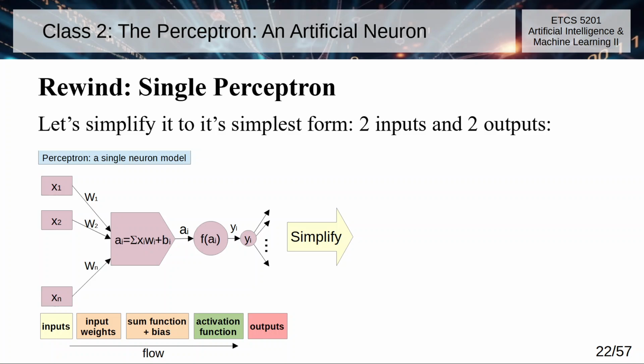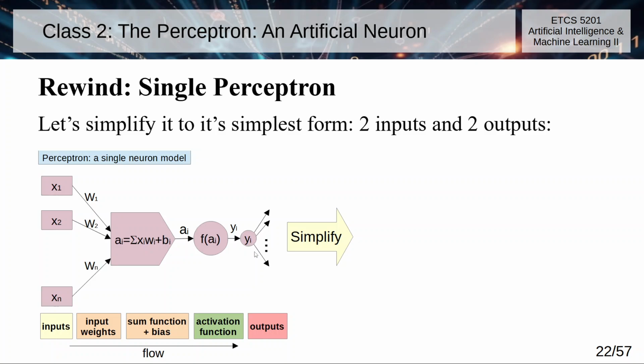So here's a single perceptron in its simplest form. And this is that model we had earlier. This is what a perceptron is. And remember, as a reminder of how this works, we are taking these inputs, multiplying them by the weights, adding them all up, adding a bias, and feeding that into our activation function. That's giving us our output.